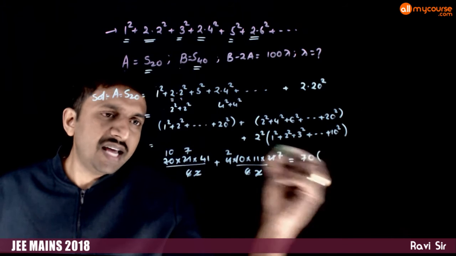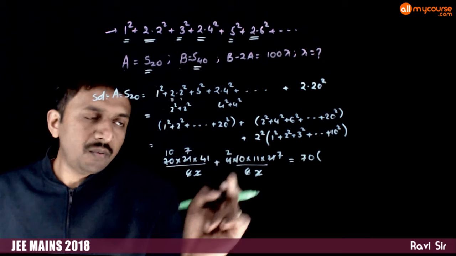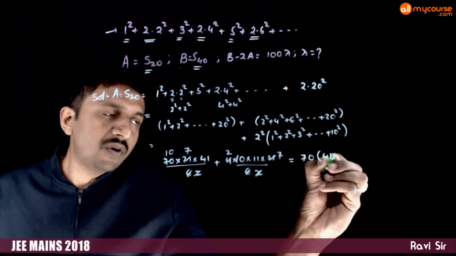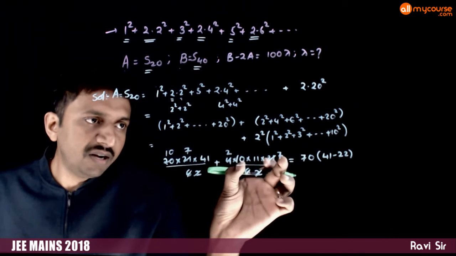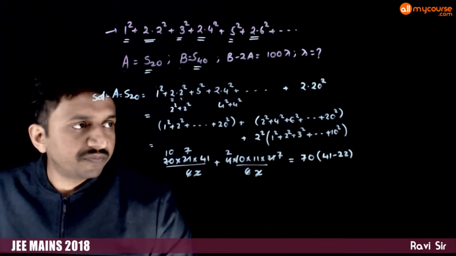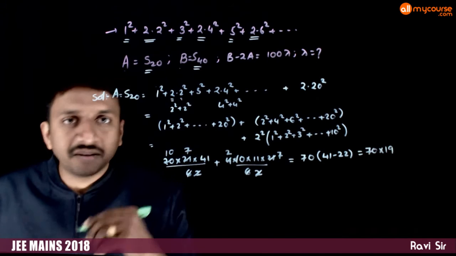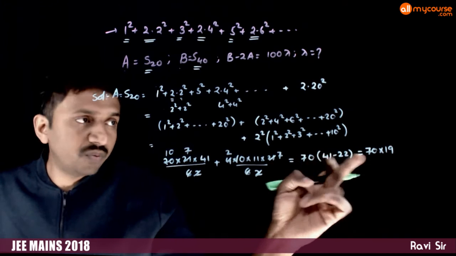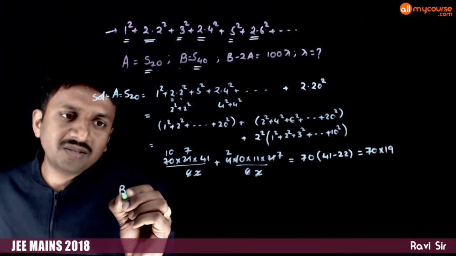So 70 times 41 minus 22. So 70 times 41, minus 70 times 22. That is 70 times 19. So 41 minus 22 is 19, and this is 70 into 19. So this is A. So what is B?